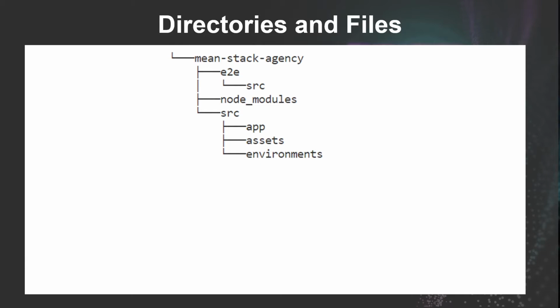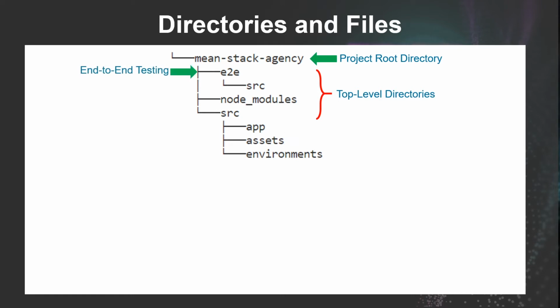If you look at here, the very top level is the root directory of the project. Within this project, there are three top level folders. The first one is the E2E, you see here, or the end-to-end testing. And then we have the node_modules. This is the large module folder that contains all the packages. And then we have the src folder, which contains all the source files. So let's take a look inside the project root directory and let's check out some of those files.